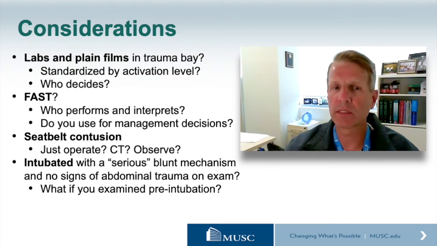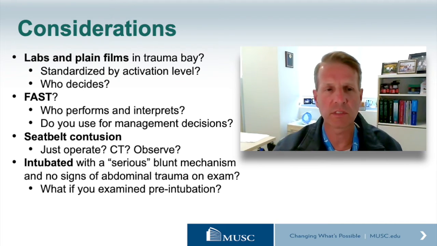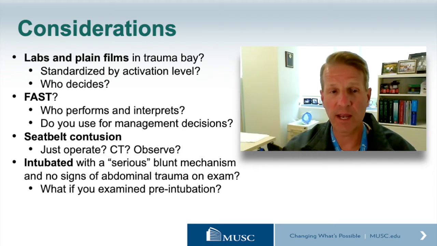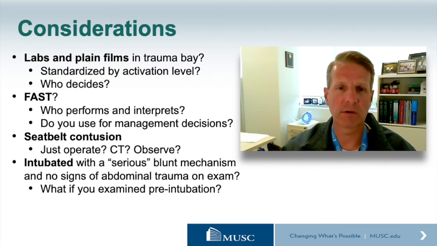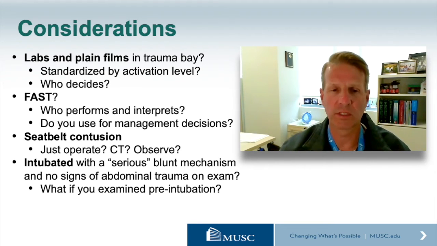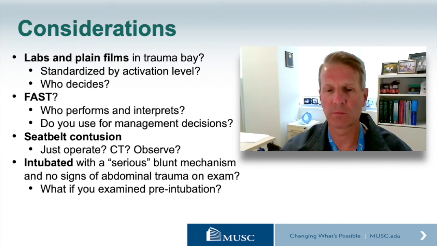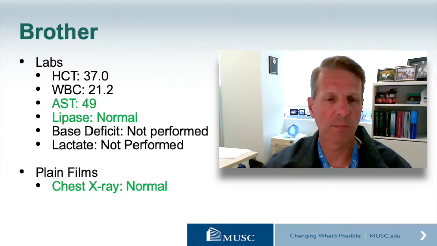So some of the main considerations for trauma surgeons are: do you order labs and plain films in the trauma bay? Do you do FAST in your institution? What about a seatbelt contusion? In Alyssa's study, she mentioned in all 3 scenarios, the patient had a seatbelt contusion. And finally, what if the patient is intubated with a serious blunt mechanism like this, but no signs of abdominal trauma?